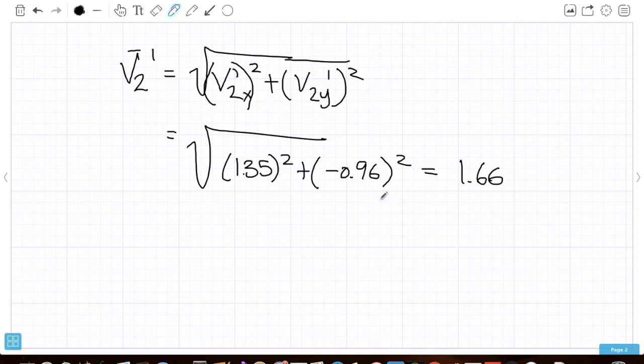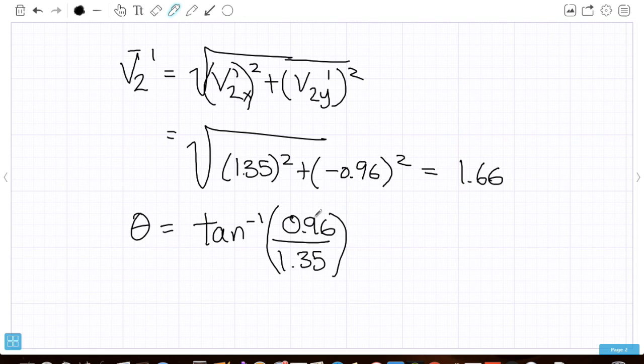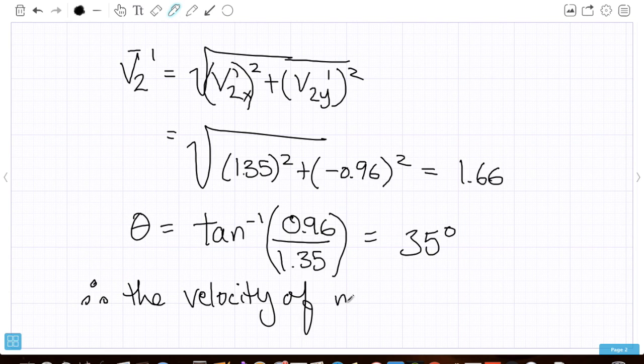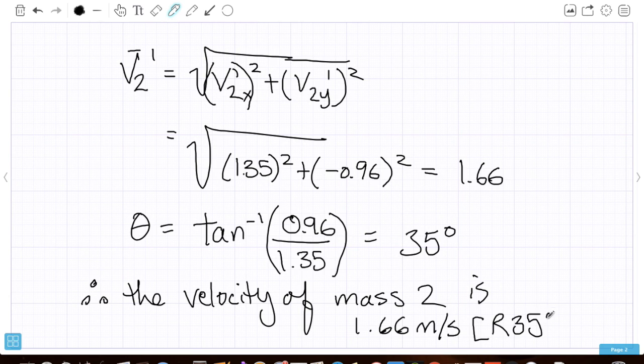1.66. And then when we want our angle, I like to use the inverse tan of the y value. And in this case, the y value was 0.96. I also like to take off the sign, and the reason I can do that is because I already know the direction, so I don't need to include it here. So this works out to be 35 degrees. So our final answer is the velocity of mass 2 is 1.66 meters per second to the right, 35 degrees down.